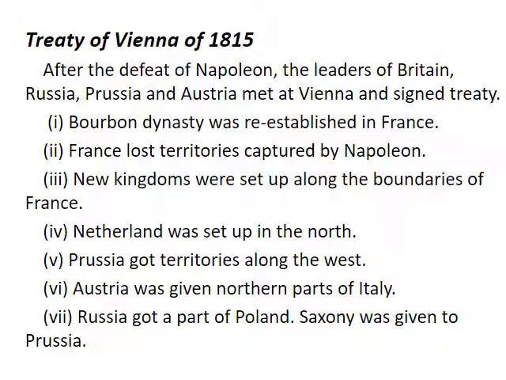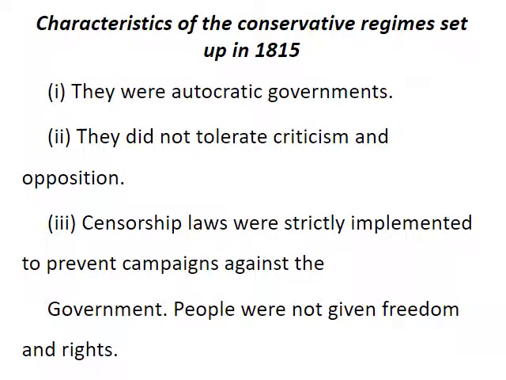The Bourbon dynasty was re-established in France. France lost territories captured by Napoleon. New kingdoms were set up along the boundaries of France. The Netherlands was set up in the north. Prussia got territories along the west. Austria was given the northern part of Italy. Russia got a part of Poland, and Prussia was given a part of Saxony.